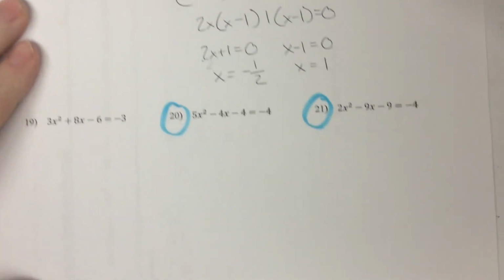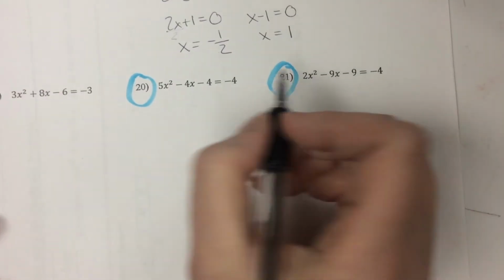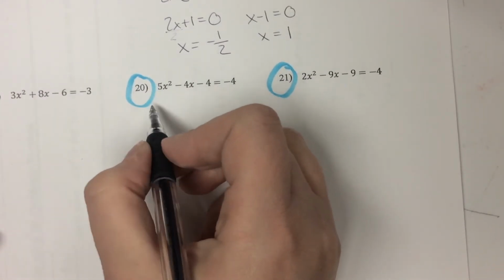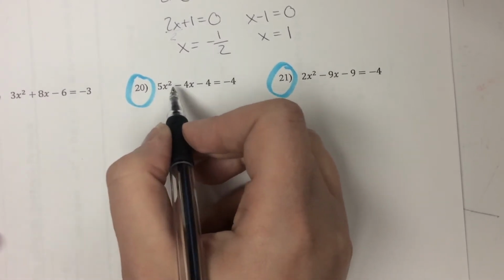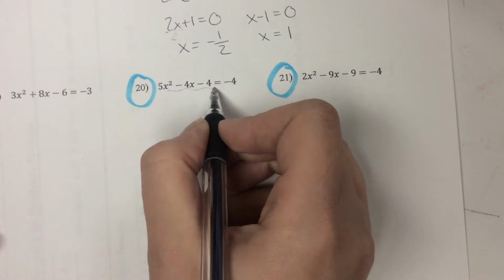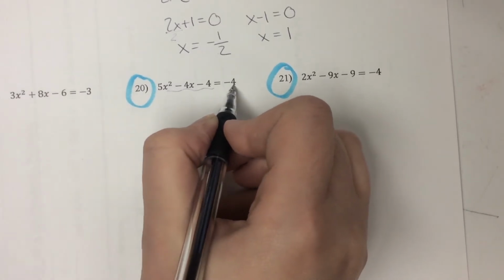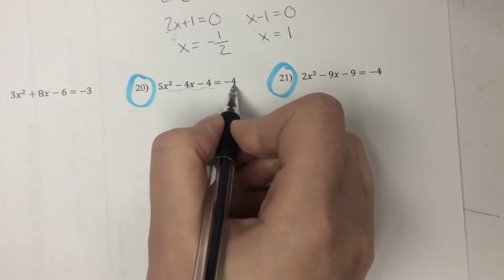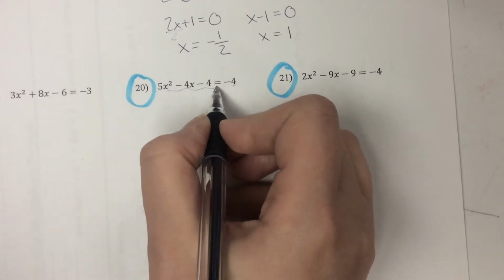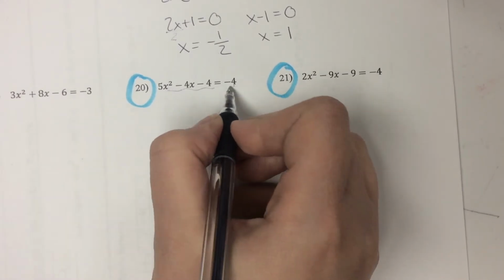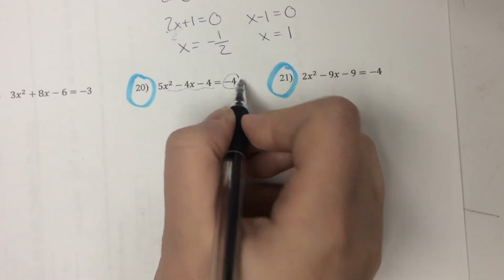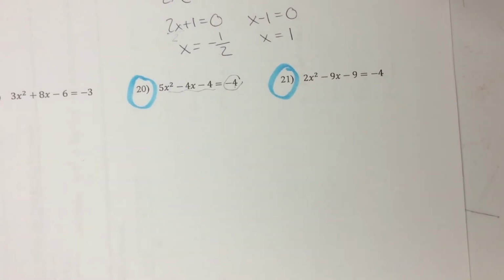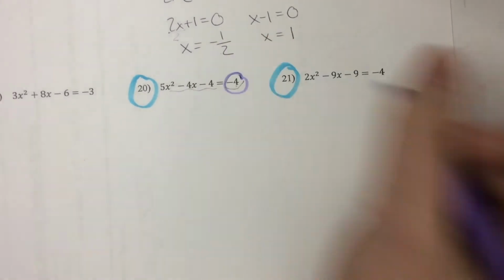All right, 20 and 21, a little bit different. Now, this does not say y equals. It does not say f of x equals. It does not say 0 equals. This is the equation, and it's equal to -4. We're not used to that. And in fact, that's not what we want. We want it to be equal to 0 or equal to y or equal to something, all right? But it's -4. Well, I could make it be equal to 0.